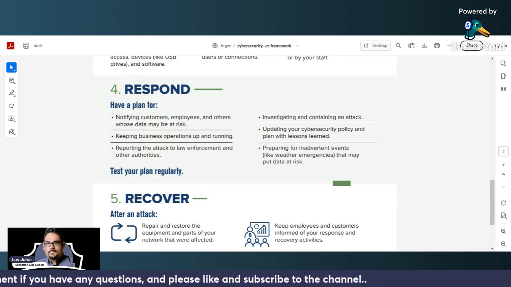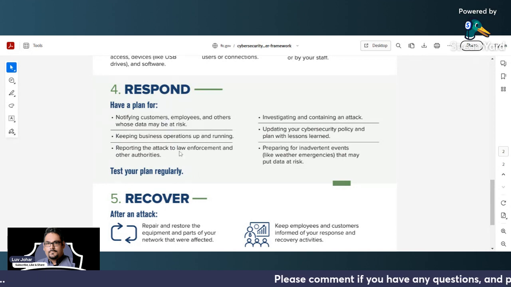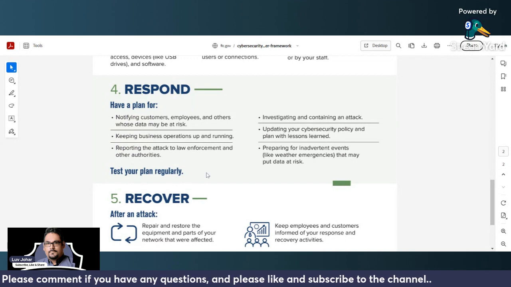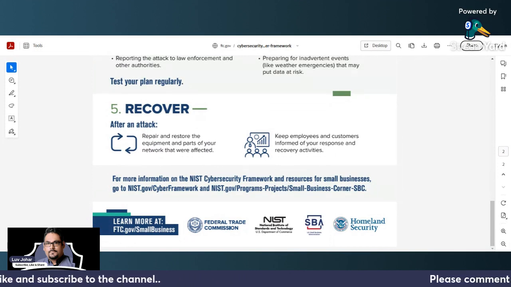You do DR drills, you do BCP drills. These are in place so that you understand whether your planning is proper or not. Okay, respond is a very important phase. And even for a small business, you should have proper planning for this and documentation as well. After that, we have recover, the fifth and final step of the NIST framework for small businesses.